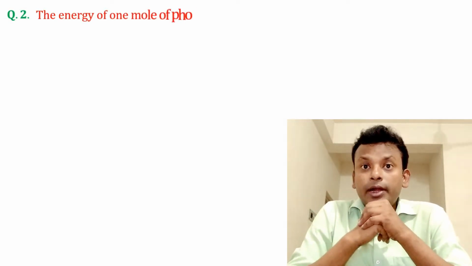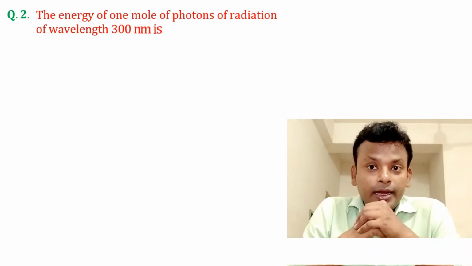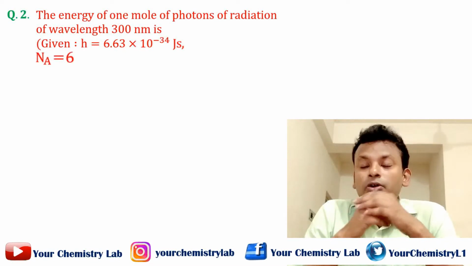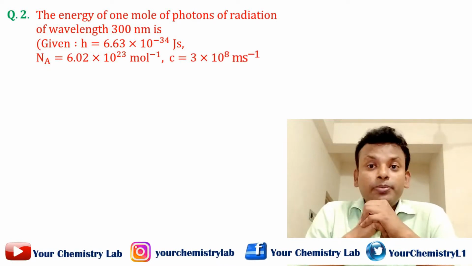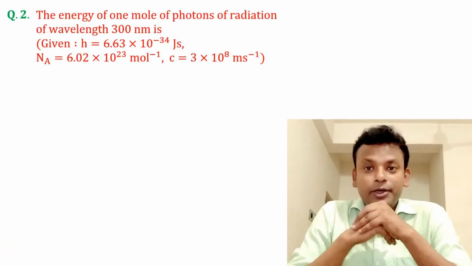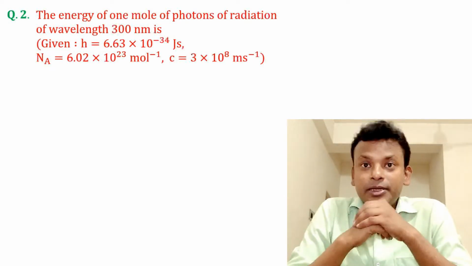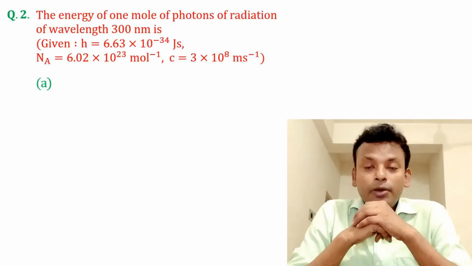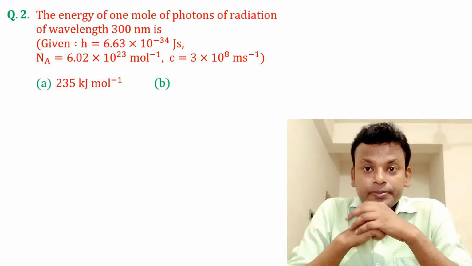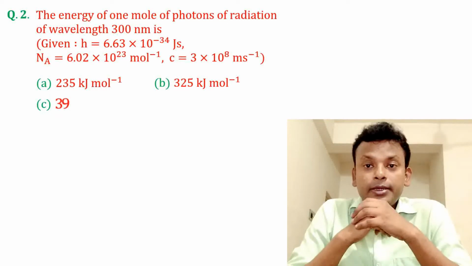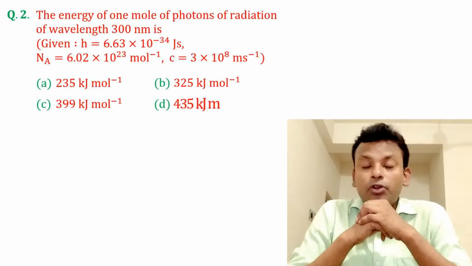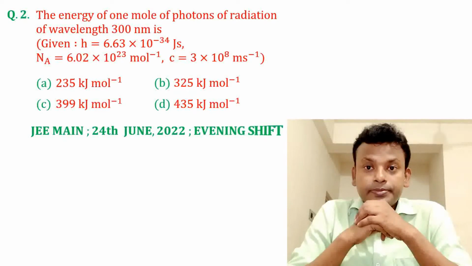Question 2. The energy of 1 mole of photon of radiation of wavelength 300 nanometer is. Here given h equals 6.626 into 10 to the power minus 34 joule second, Avogadro number Na equals 6.02 into 10 to the power 23 per mole, and c equals 3 into 10 to the power 8 meter per second. Options are given: option A, option B, option C, and option D. This question was set in 24th June 2022 evening shift. Answer: option C is correct.